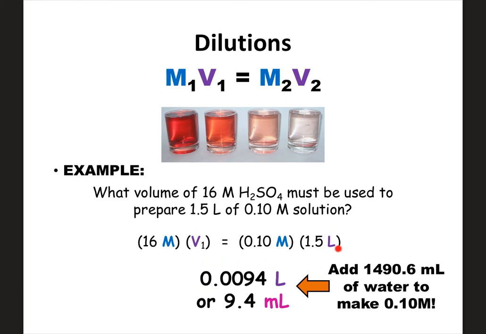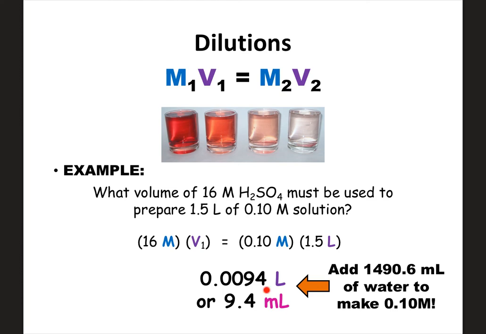Remember, if your volume is in liters on this side, this volume is going to spit out liters. So I just converted that to milliliters so you could see a nicer number. It's about 9.4 milliliters. Some people think, if I just measure out 9.4 milliliters of 16 molar sulfuric acid, I now have 0.1 molar. No, the only way you get it to be 0.1 molar is if you add water.